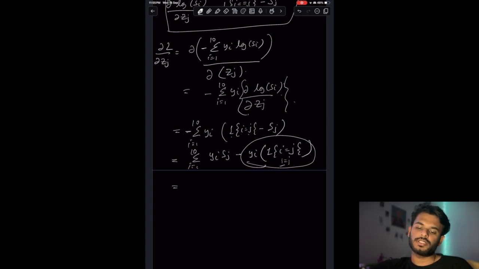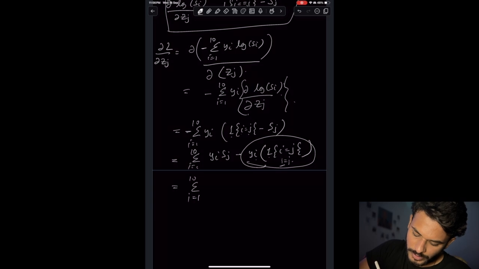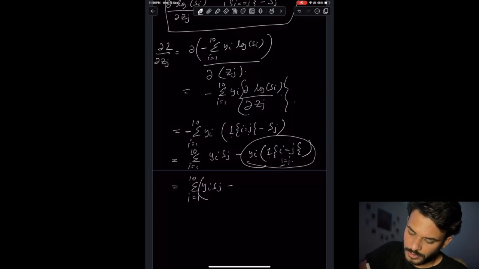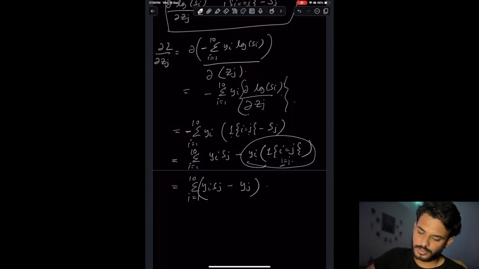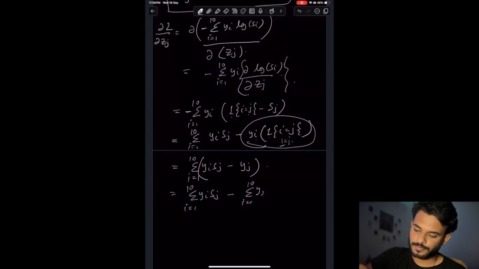When i is equal to j, this will become what? yj, and this will become 1. So this will come out to be summation i is equal to 1 till 10 yi sj minus, these are all in summation, minus yj. Now you can just take the summation outside. Summation i is equal to 1 till 10 yi sj minus summation i is equal to 1 till 10 yj.